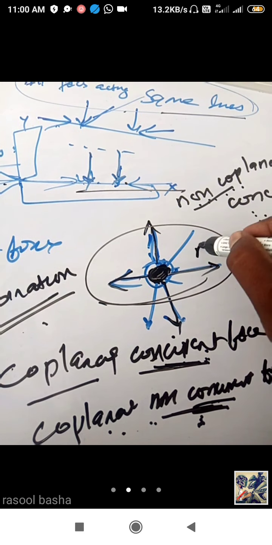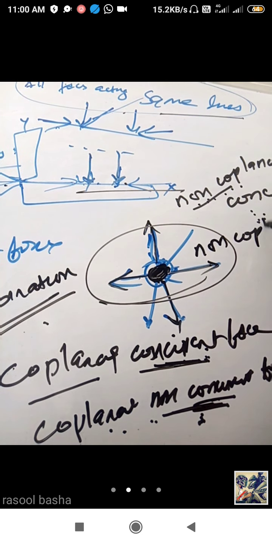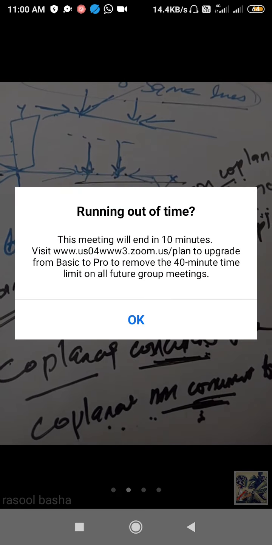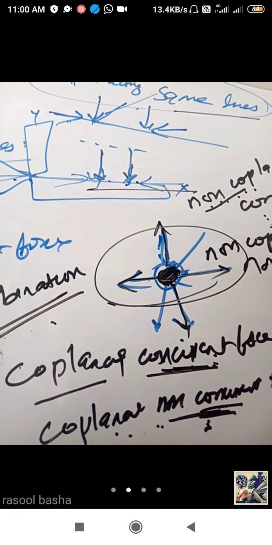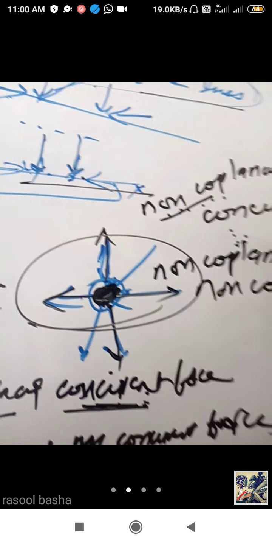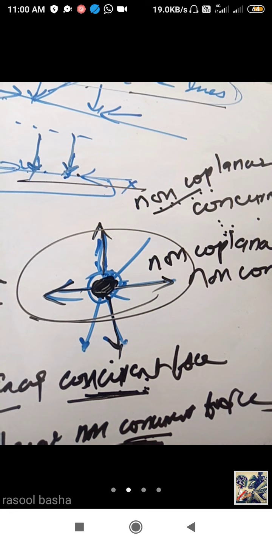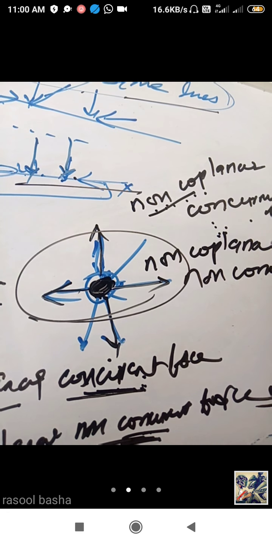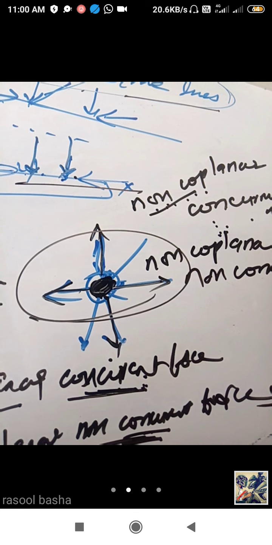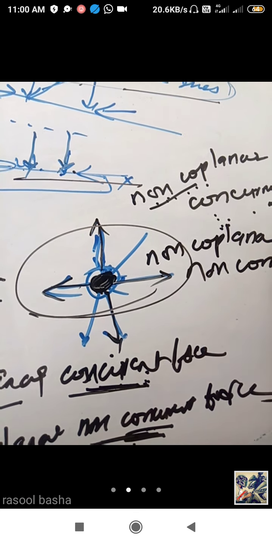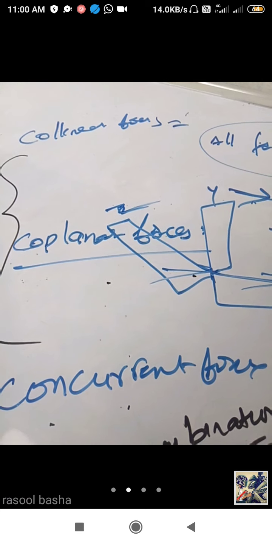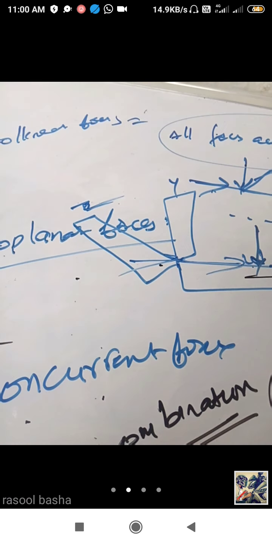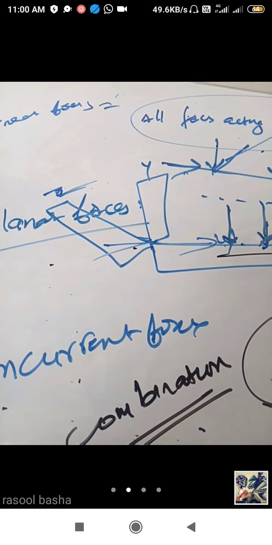Last one, non-coplanar non-concurrent forces. All the forces do not lie in the same plane and their lines of action do not pass through a single point. These are the four types of combinations of the three types of forces. The combination of these groups we call a system of forces.